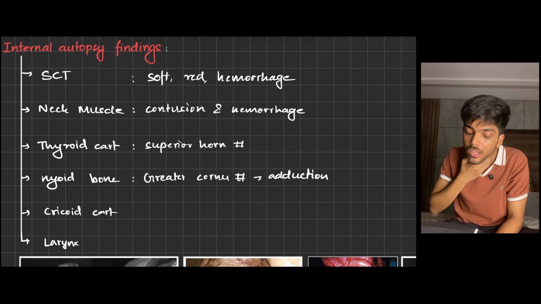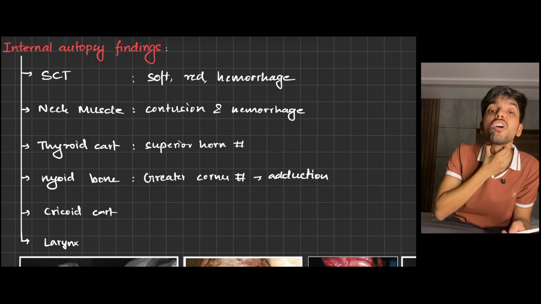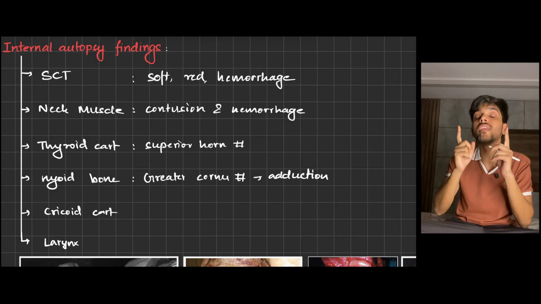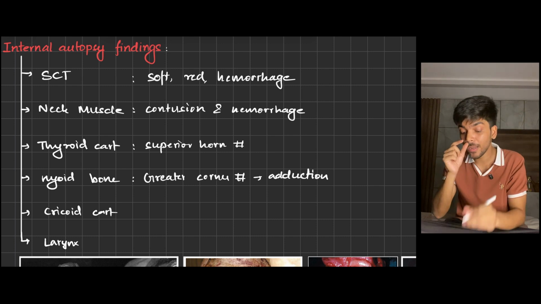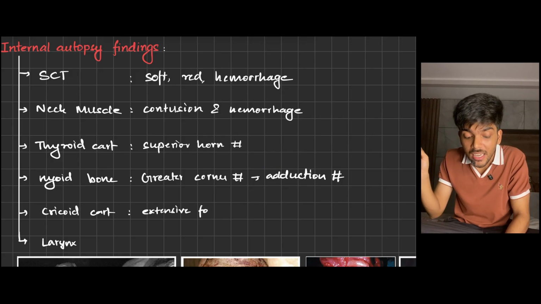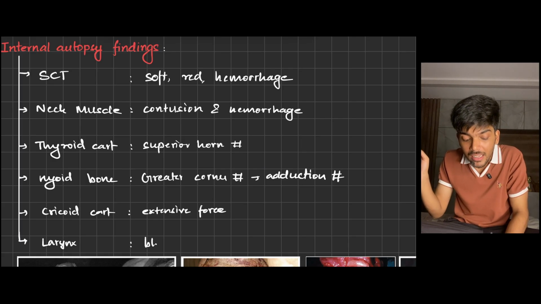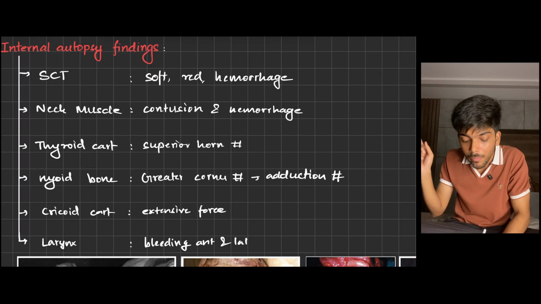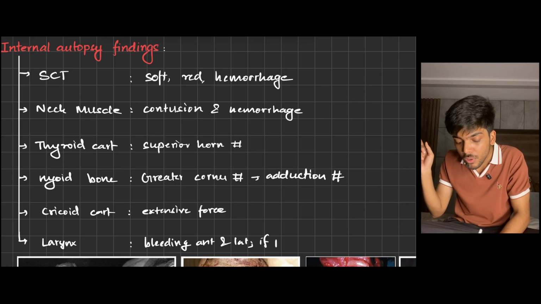Makes sense, because in strangulation, you are compressing the neck inside. So if the greater cornu fractures, it will move inside, leading to adduction fracture. Cricoid cartilage, if there is extensive force, you might be able to appreciate cricoid cartilage fracture. And in case of larynx, there is bleeding in the anterior and lateral surface. But remember, if posterior esophageal surface is bleeding, then that is not due to trauma.